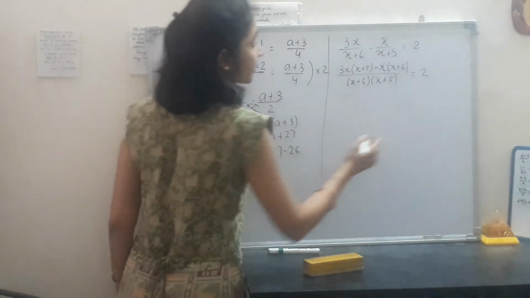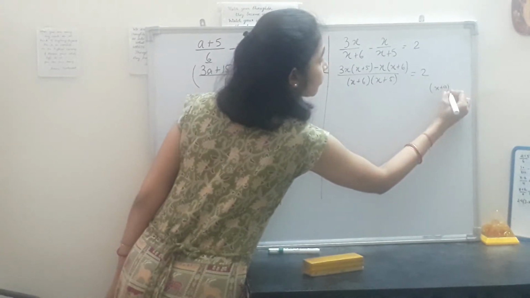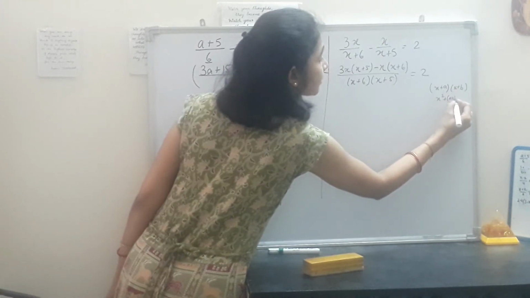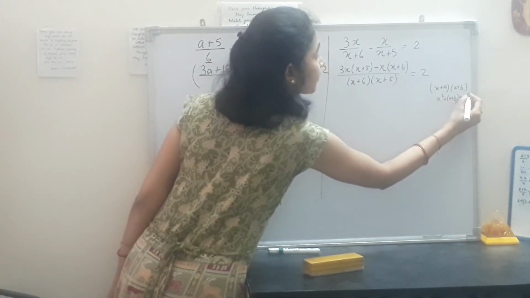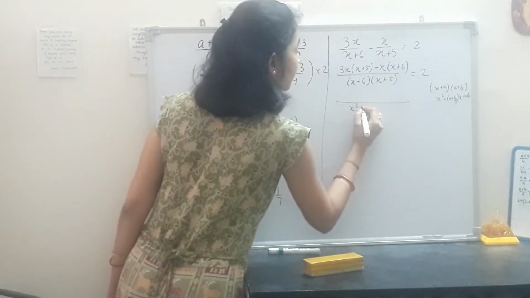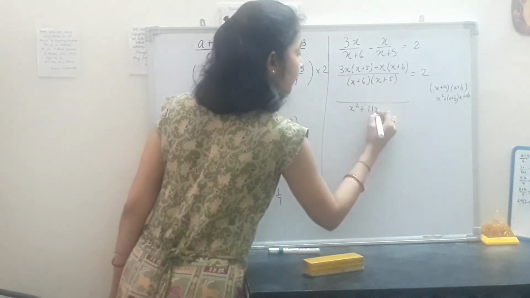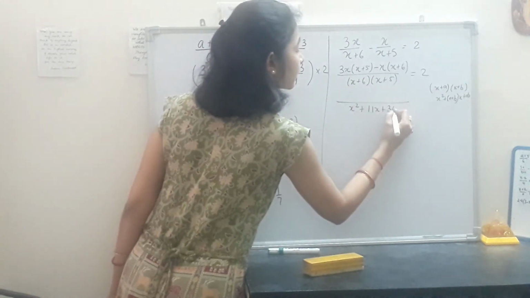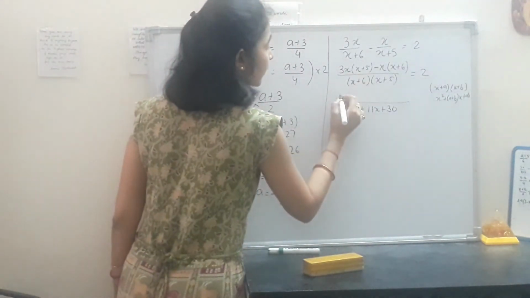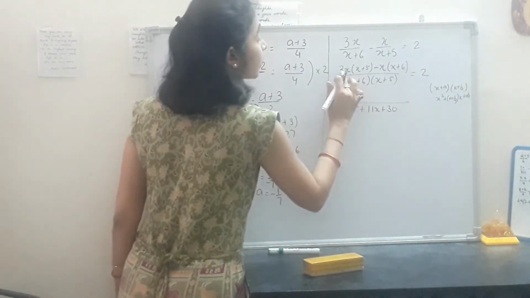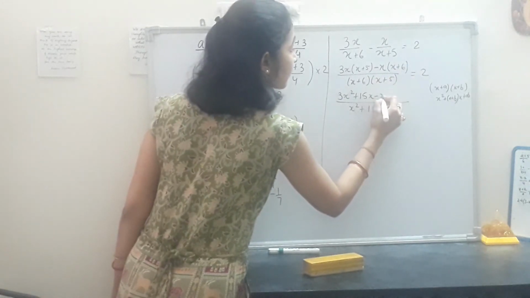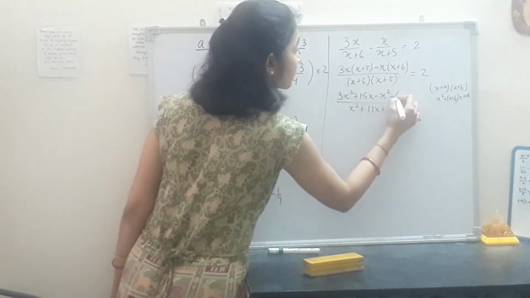We use this formula here, (x plus a)(x plus b) gives us x square plus (a plus b)x plus ab. Okay, so with this formula, what do we get in the denominator? x square plus 6 plus 5 gives us 11x, plus 6 fives are 30. Is that clear? Now multiplying these terms, 3x into x gives us 3x square. Now 3x into 5 gives us 15x. Now minus x into x gives us minus x square, and minus x into 6 gives us minus 6x.